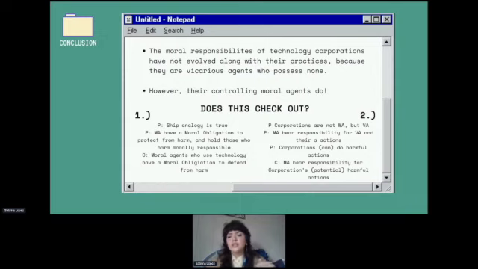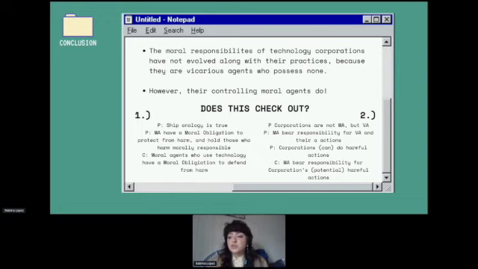So in conclusion, technology corporations cannot be held responsible for the harms they commit because they are not moral agents, but rather vicarious agents who lack the ability to bear full moral responsibility. Though because they are vicarious agents, this means that they're controlled by moral agents who do possess this ability. The moral agents, the controlling members of a corporation whose decisions directly influence the trajectory of their vicarious corporate entity's actions, are ultimately morally responsible for those actions.